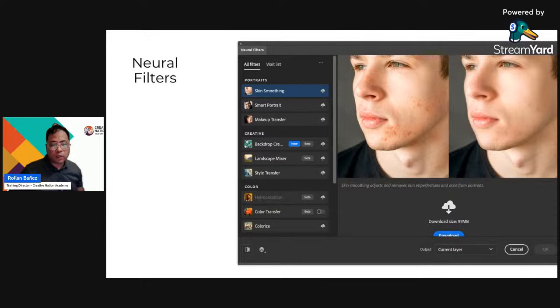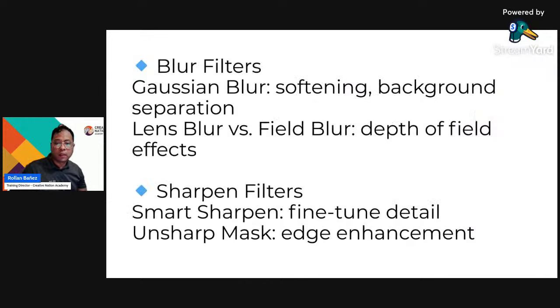Okay, so again, using neural filters, it enables you to do a lot of things like skin smoothing, smart portrait, makeup transfer, backdrop creator, landscape viewer, style transfer, colorize, and even restoration. So you can easily do that. If you're into legacy ones, these are some of my recommendations that are highly used, like Gaussian blur if you want to create this type of effect, lens blur, field blur, or tilt blur. That would be great. If you're into photography, that would be one of my suggestions.